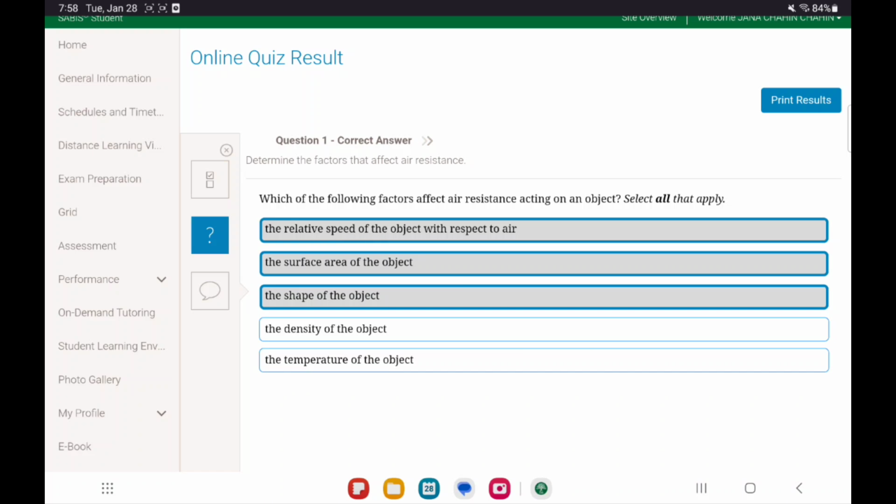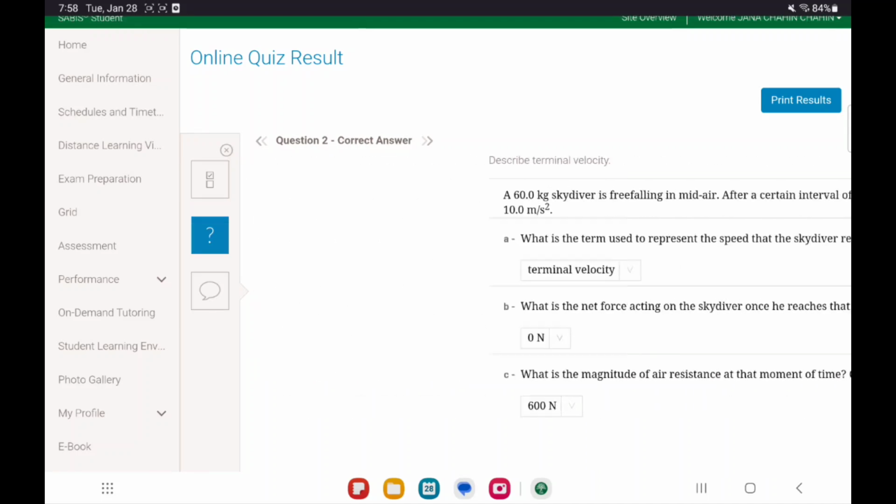So let's go to the next question. The density, that doesn't really count. And the temperature, why would I care about the temperature? Okay.